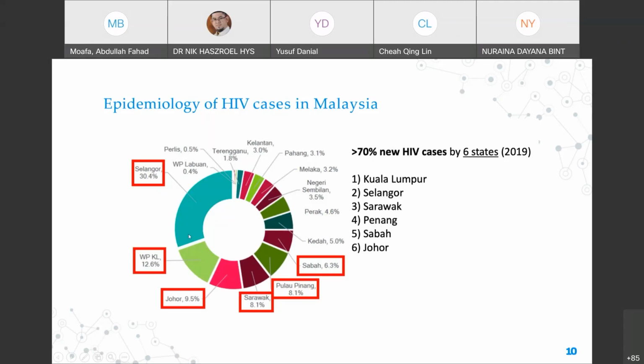So 12.6% of KL covers a larger percentage to represent the whole KL. If that makes sense. Okay. Moving on.